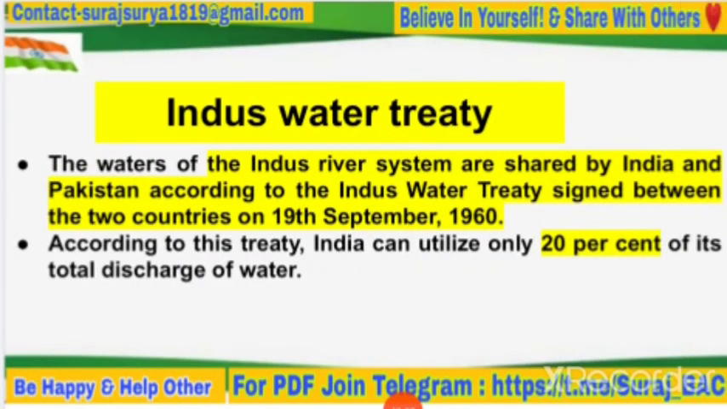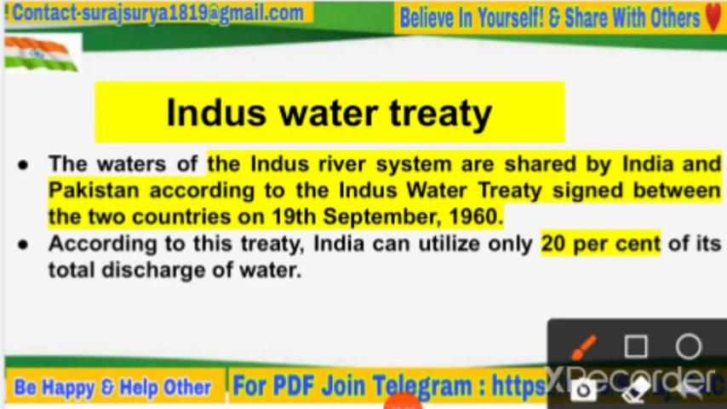Now it is the second last slide of today's lecture, the Indus Water Treaty. This is an important treaty signed between India and Pakistan. When? It was signed on 19th September 1960. This is an important date which you must write on the top of the page in your notebook, because this date is often asked in competitive exams. This is the treaty of waters signed between India and Pakistan.